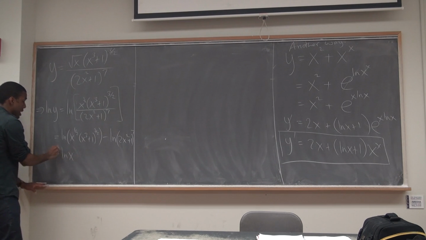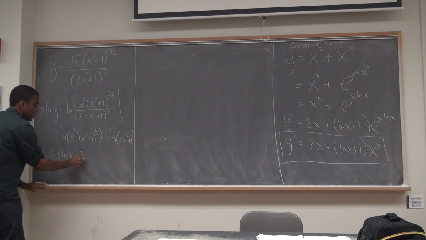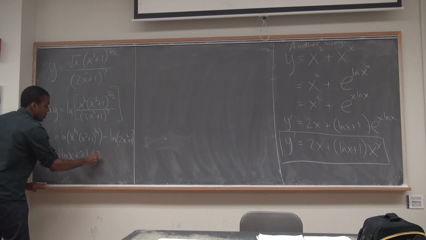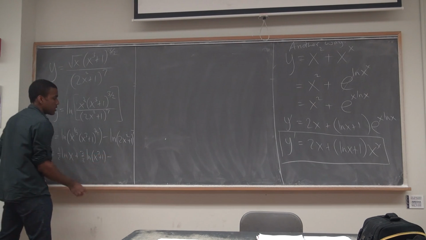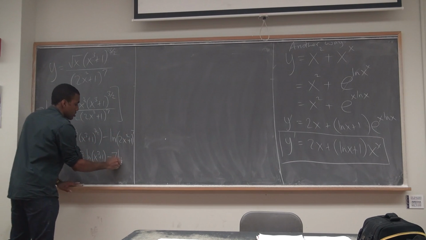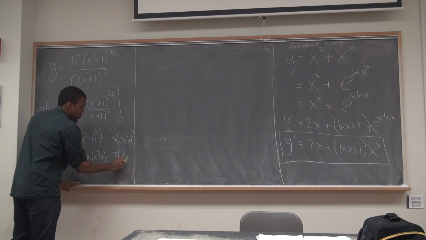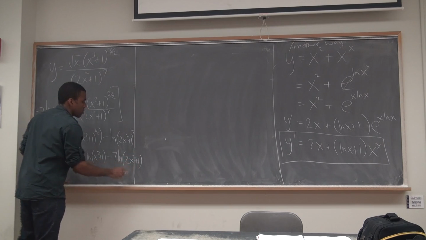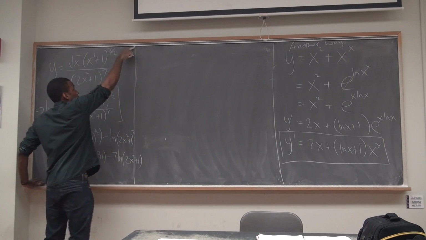In fact, I can bring that half down in front. Okay, so this. Plus, this part I can bring down in front. ln of x cubed plus 1. Minus, this 7 I can bring down in front. ln of 2x squared plus 1.